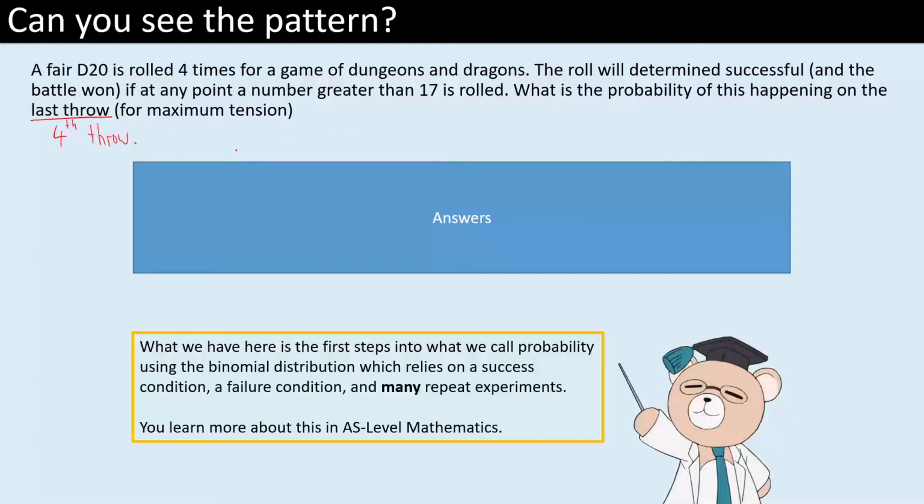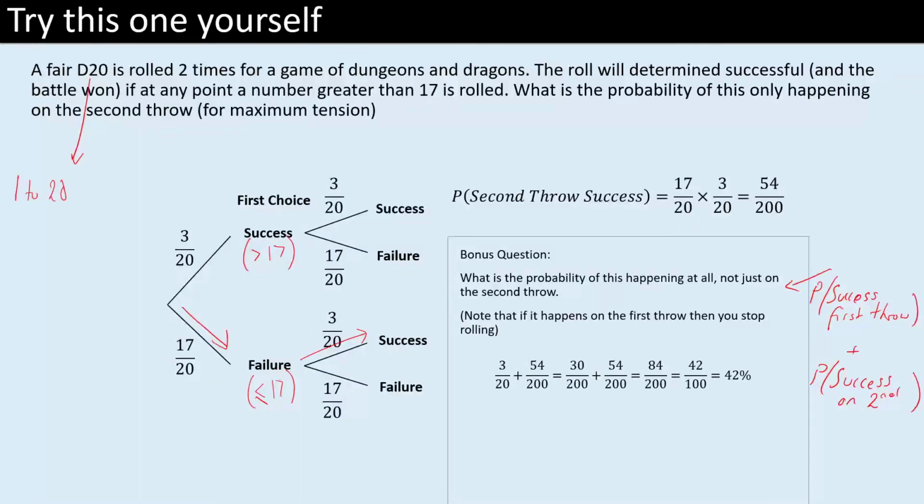Now, we want to think about success and failure. Success, as we had in the previous diagram, is something which is greater than 17, so it's 3 out of 20. And a failure is something which is 17 out of 20. Now, we're saying that we're going to fail 3 times and then get a success on the last one.